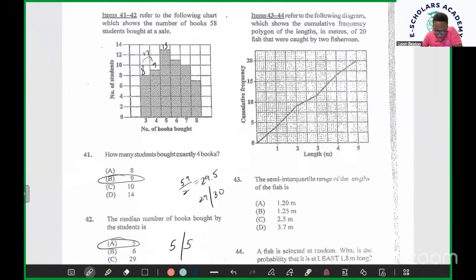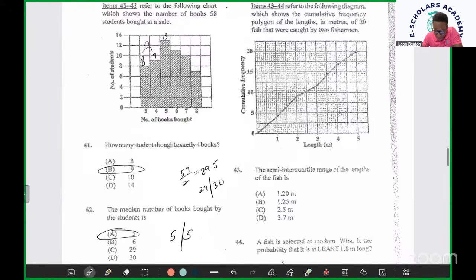All right, for the following diagram, it shows a cumulative frequency polygon. The semi-interquartile range. Semi-interquartile range means Q3 minus Q1 divided by 2. So we gotta find Q3 and Q1. So for Q3, this whole thing is 20, Q3 will be the 15. So let's go across from 15, and then we come down.